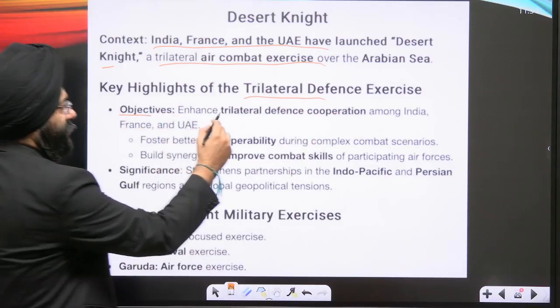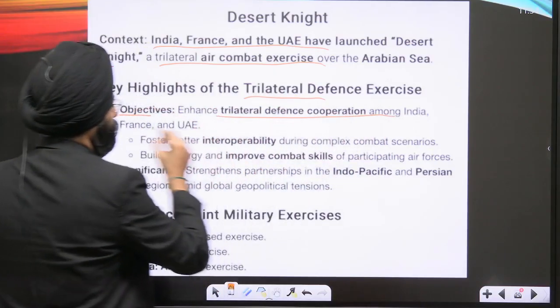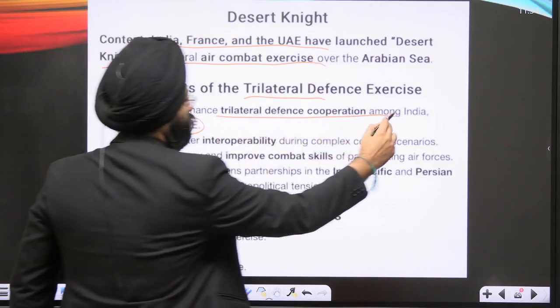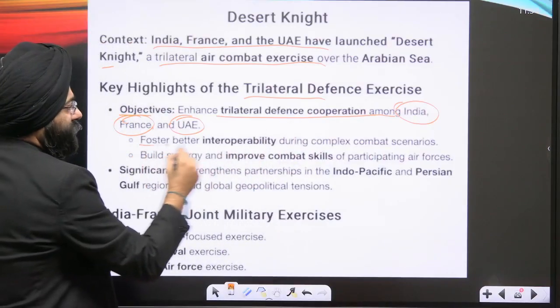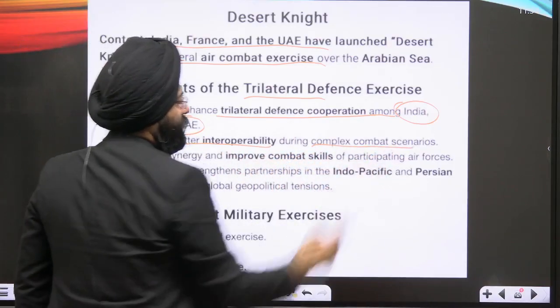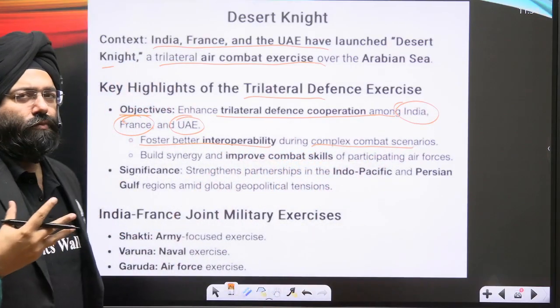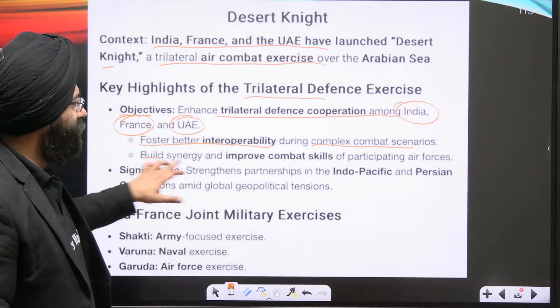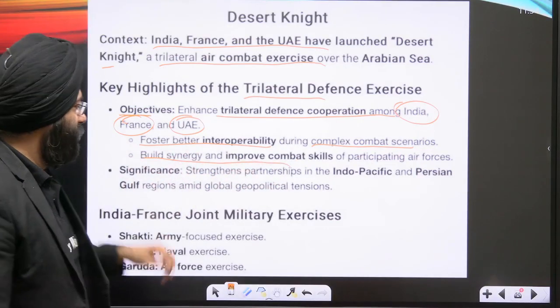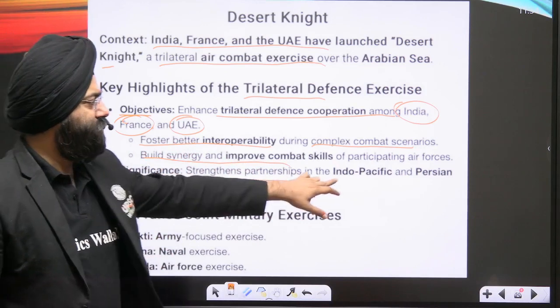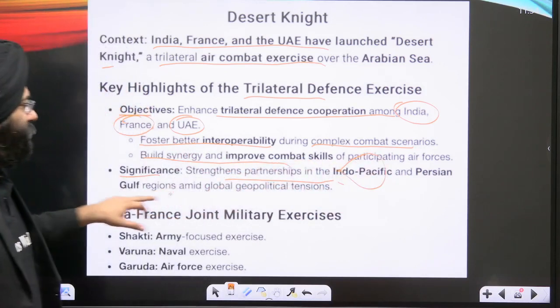Objective: enhance the trilateral defense cooperation between India, France and UAE. Foster better interoperability so that you are better prepared for tactical operations. Along with it, build synergy to improve the combat skills. Significance: it strengthens the partnership in the Indo-Pacific and the Persian Gulf region.